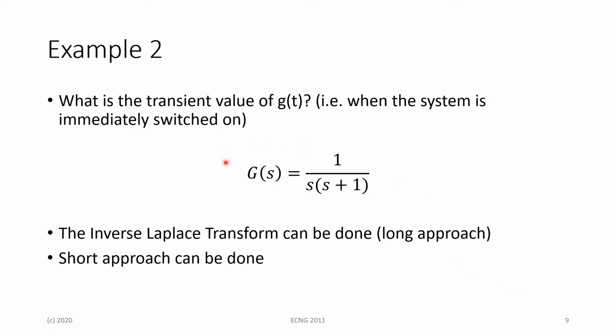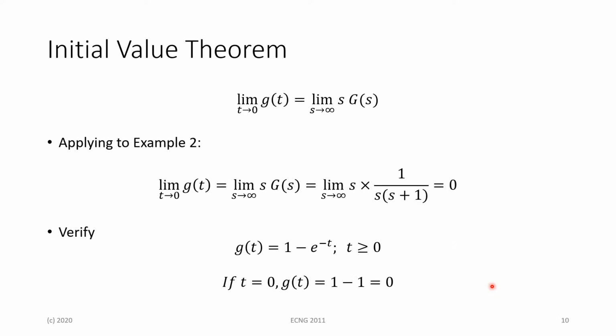So let's say we had the same g of s equation here, but now we want to observe the initial or transient value of g of t. This is where we make use of the initial value theorem instead. The initial value theorem is the limit as t tends towards 0 of g of t, and because t is inversely proportional to frequency, that means it will be the limit as s tends towards infinity.